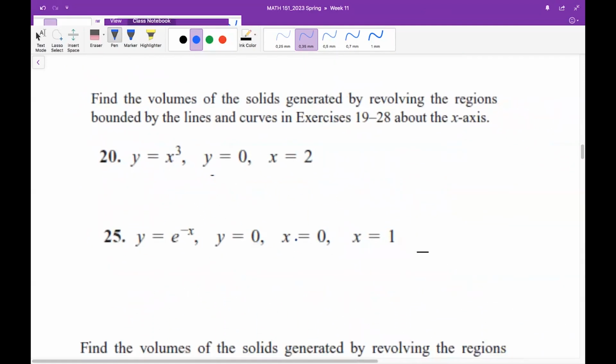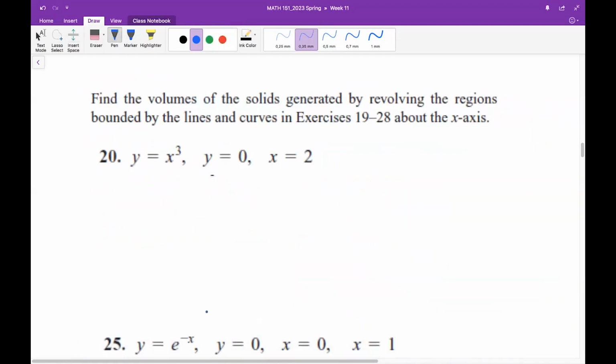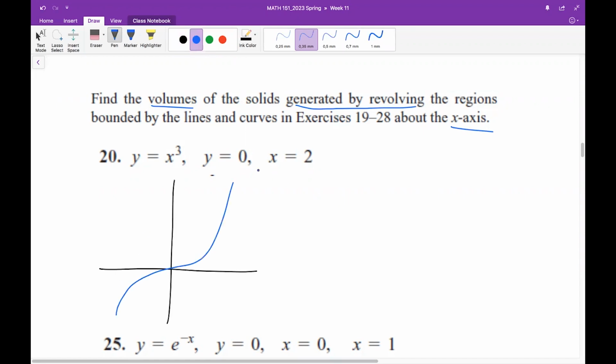For this group of questions, there is no picture, there is no graph. We need to draw the picture together. It says find the volumes of the solids generated by revolving the given region about the x-axis. Let's do that. So let me draw y equals x cubed first. Y equals x cubed is such a curve. Y equals 0 is the x-axis, and x equals 2 is this line. And this is the given region.